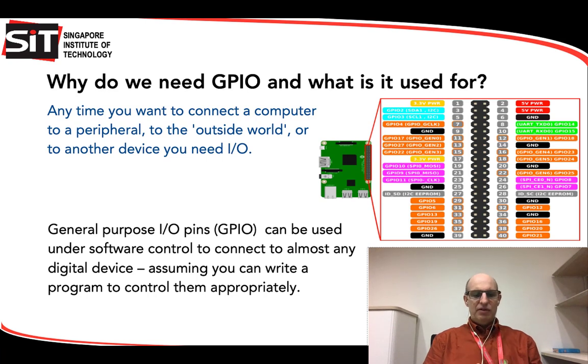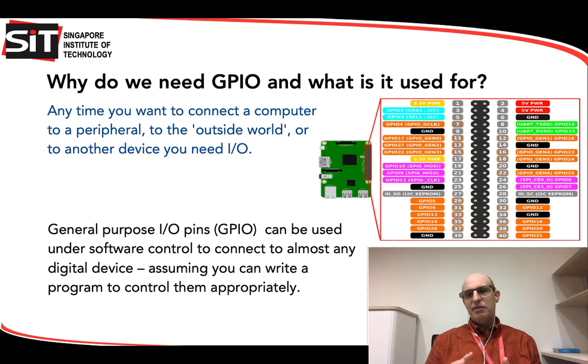And any time you need to connect your processor to the outside world, you need IO. Why would you need to connect your processor to the outside world? Well, it's because it's useless without that. A computer, a processor that's not connected to anything, is completely useless. For it to do something, it needs to interface with the outside world.